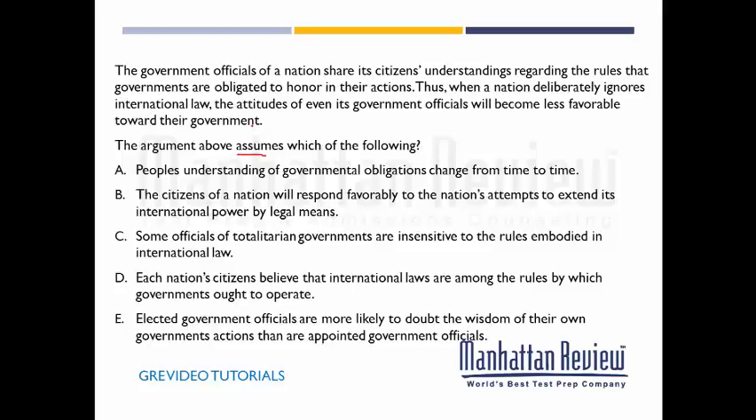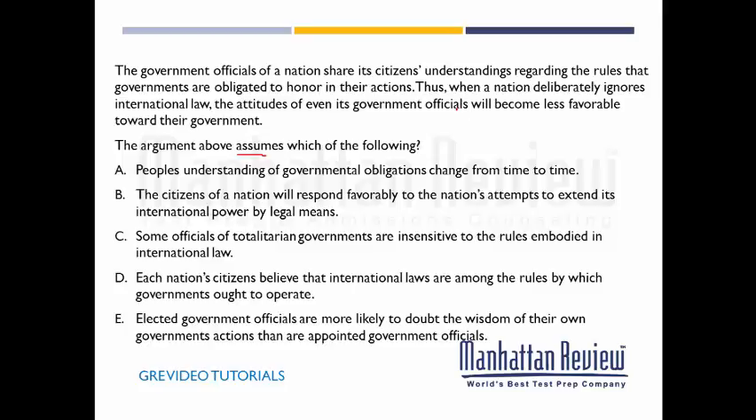The government officials of a nation share its citizens' understanding regarding the rules that the government are obligated to honor in their action. Thus, when a nation deliberately ignores international law, the attitudes of even its government officials will become less favorable towards their government. Let's deconstruct this argument by identifying the conclusion and the evidence.